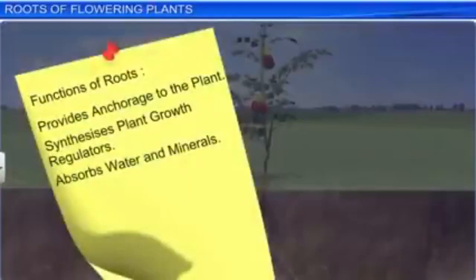The root system provides proper anchorage to the plant. It helps in the synthesis of plant growth regulators and is responsible for the absorption of water and minerals from the soil to different parts of the plant.